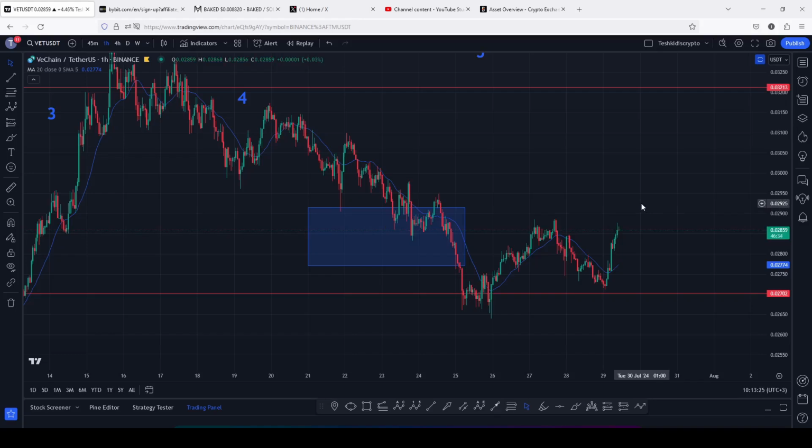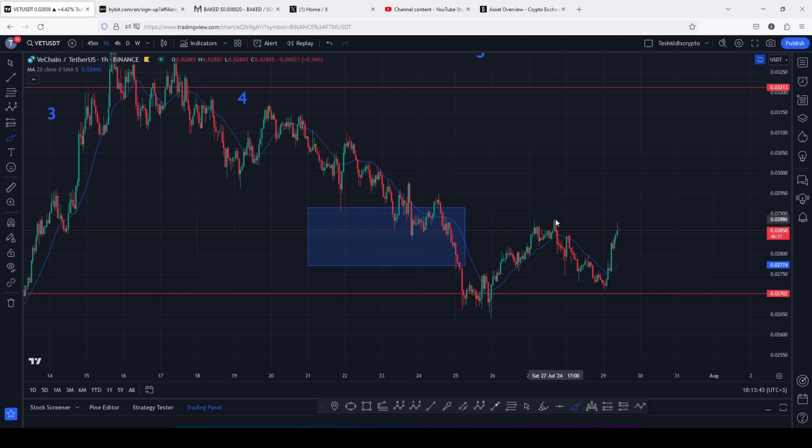Vechain at the time of this recording has started an aggressive bounce to the upside after bouncing on a key area of support above the 0.027, in a move that has now given us a break above the 20-day MA here on the 1-hour chart.